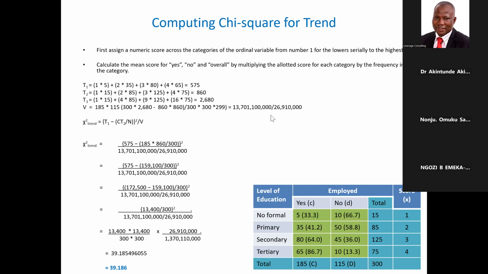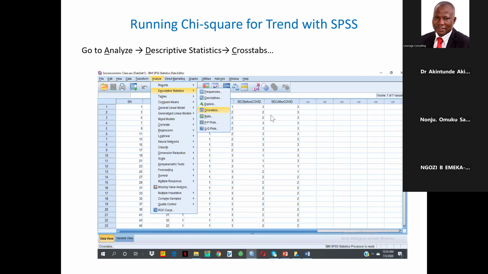So from what you can see, 39.186 for degree of freedom 1 is very, very significant for chi-square. You know that the critical value for degree of freedom 1 is 3.841, and you having 39 is significant. So the corresponding p-value is going to be extremely small.